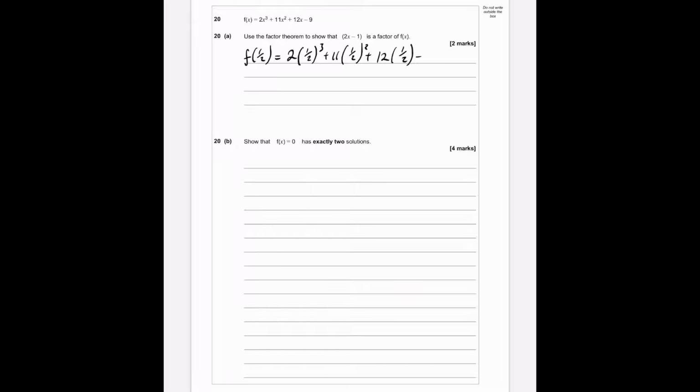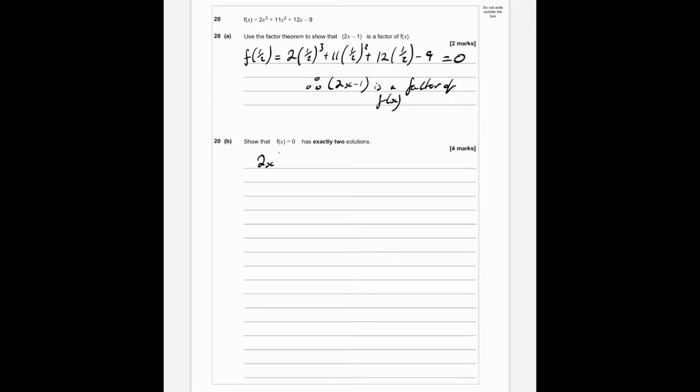When you plug a half into the function and get 0 out, it's that outcome which implies that 2x minus 1 must be a factor of the original function. That is the factor theorem in action, and the question says use the factor theorem. It does not say factorise. If you factorise, that's no good.